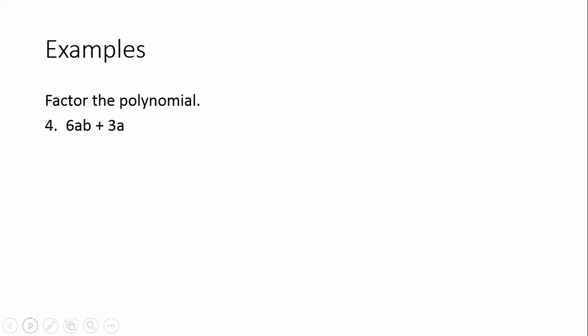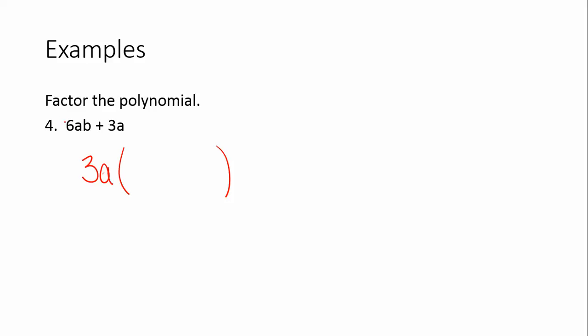So we have 6ab plus 3a. 6 and 3, the greatest common factor there is a 3. I have ab and I have a. So how many or what variables can I factor out of the expression? Well, they both have an a in common, so I can factor out the a. They don't both have a b in common, so I can't factor out a b. So my greatest common factor is simply 3a.